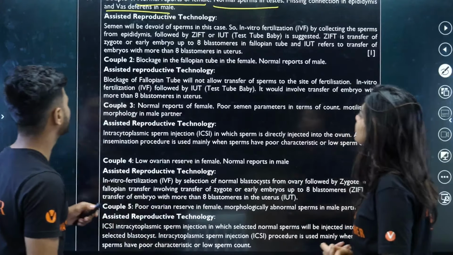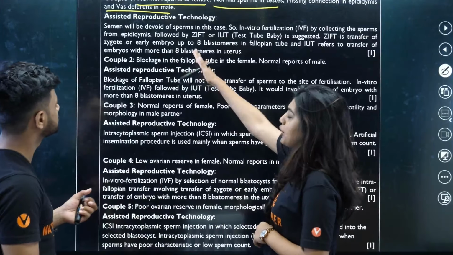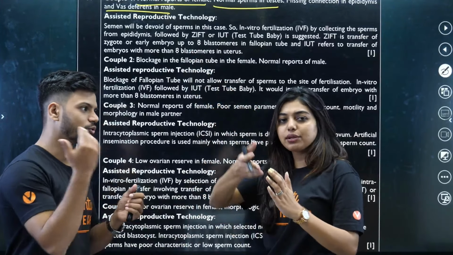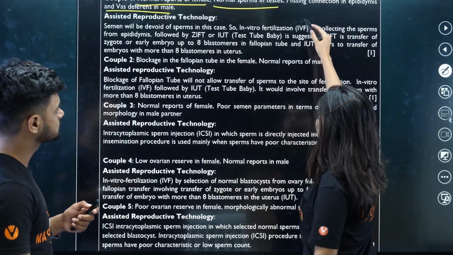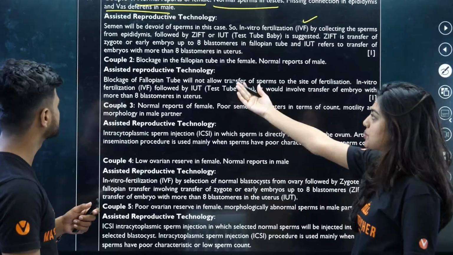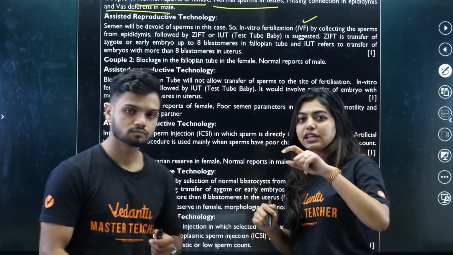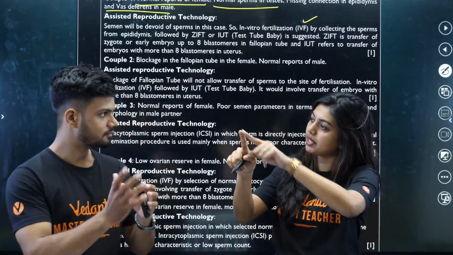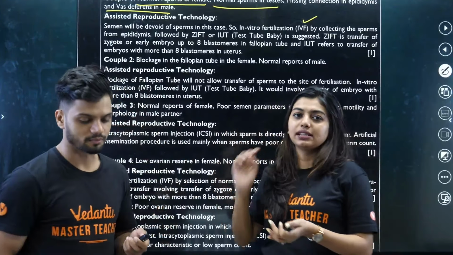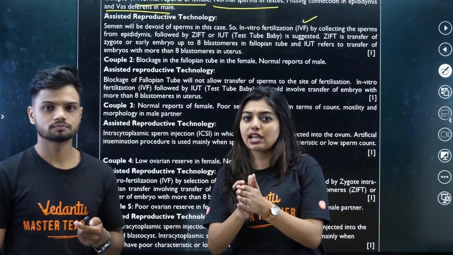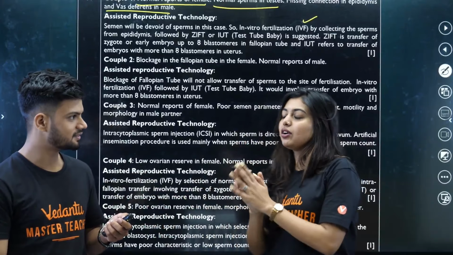So, what is the solution, ma'am? What can they do? So, see, semen will be devoid of sperms, obviously, because it's not reaching past the blockage. So in this case, in vitro fertilization or IVF by collecting the sperms from the epididymis, followed by ZIFT. We cannot expect the sperm to come from the epididymis to the vas deferens. So what we will do is collect the sperm from there, from where the blockage is happening, before the blockage. Wherever the traffic jam is there, you'll take another road, no? Same way.